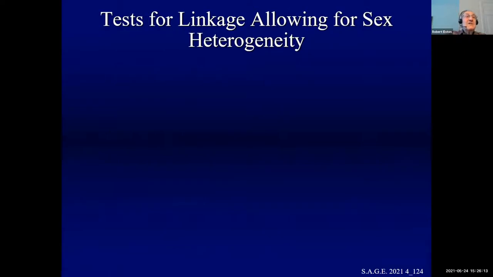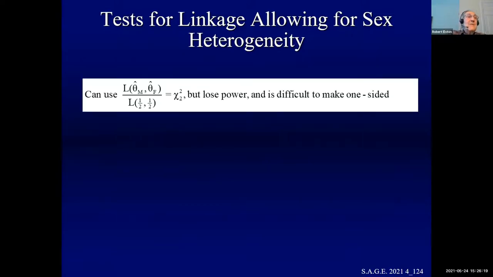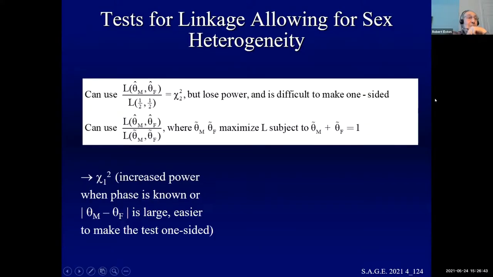So let's look at sex heterogeneity. There's a little problem here. You can estimate over male and female and divide it by the likelihood of half and half for the male and the female, chi-squared with 2 degrees of freedom. But you lose power and it's difficult to make this one-sided. I'll have a picture in a minute, I think.